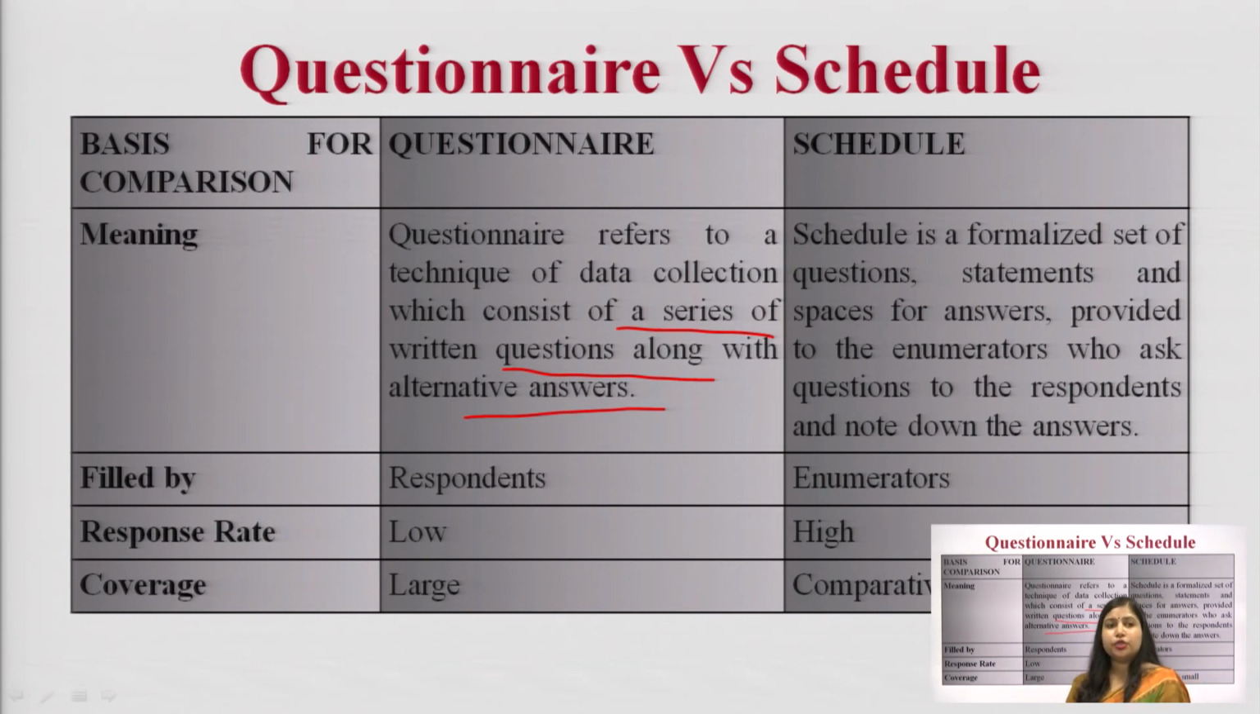But what is happening in the schedule? Schedule is a formalized set of question statements and space for the answer, and it is provided to the enumerator, who asks the question to the respondent and notes down the answer of the respondent on the schedule. Basically, the questionnaire is filled by your respondent, but the schedule is filled by your enumerator. Then the response rate is low in your questionnaire, but it is high in your schedule.